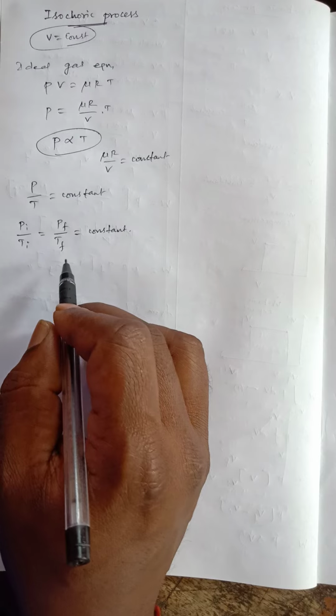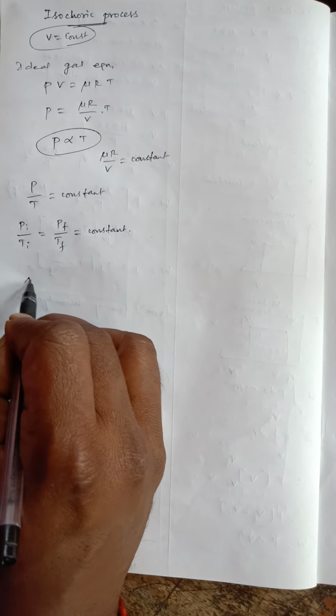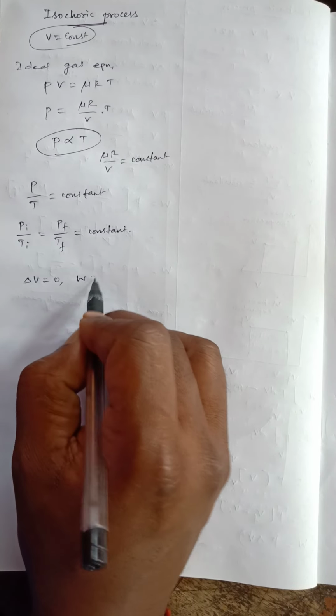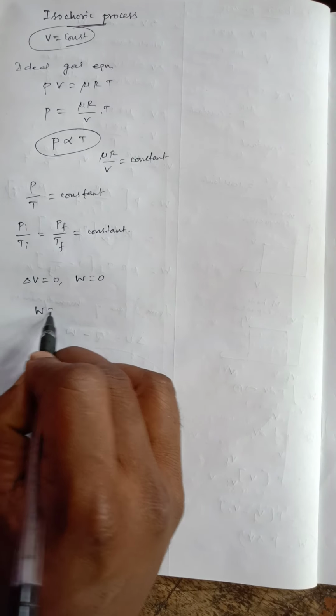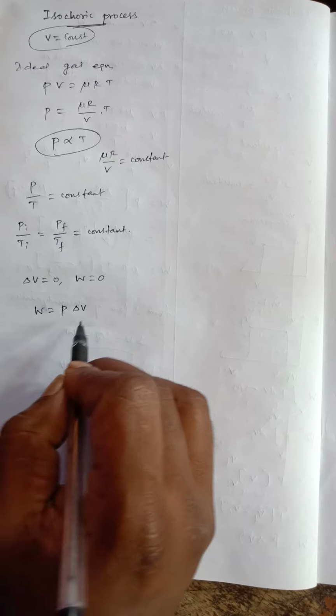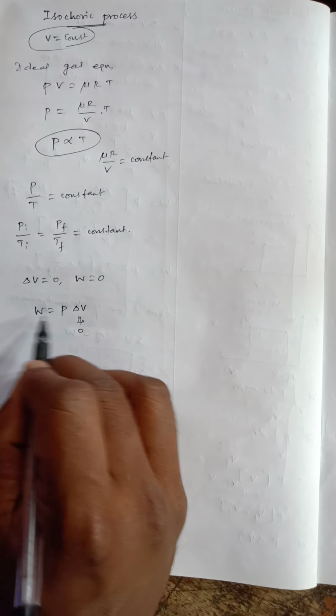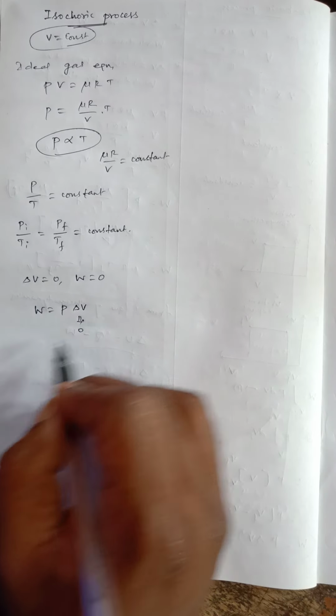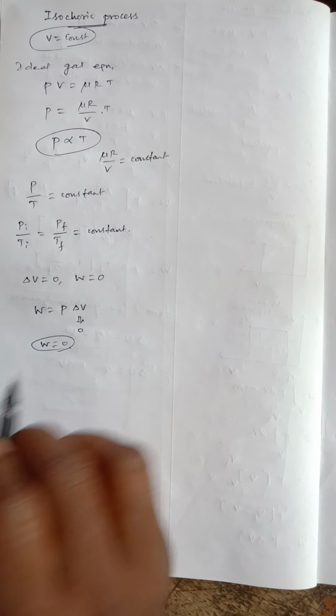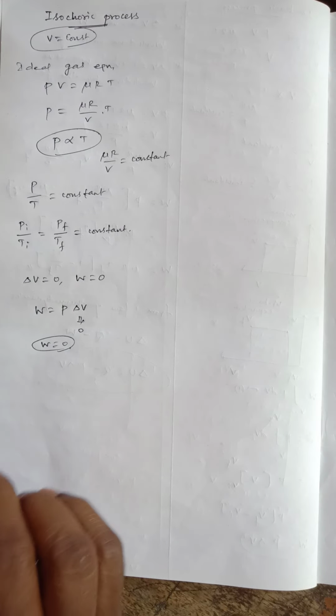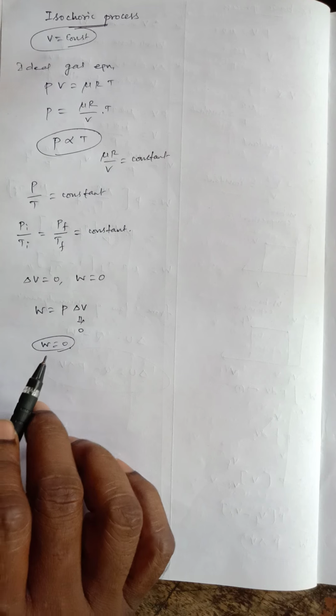Now for the isochoric process we know the change in the volume, del V, is equal to 0. So the work done is also 0, because work done equals P into del V. If del V is equal to 0, then W is also 0. So there is no work done by the gas in the case of the isochoric process.